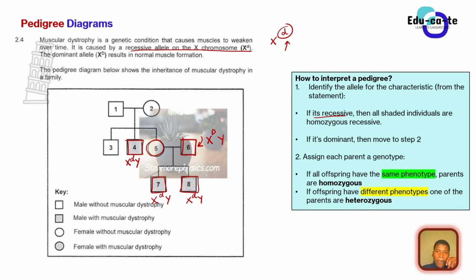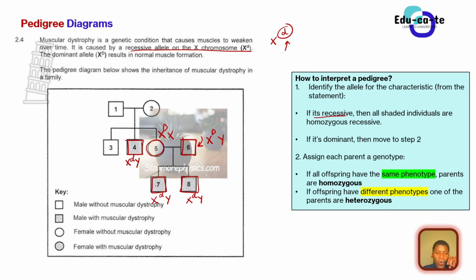I repeat again, for sex-linked inheritance, always write XY if it's a male, XX if it's a female. Okay, it's fine. Individual 5 is also not shaded. It means that she doesn't have the condition, and she's a female, of course. This is X and this is X, XX. She's a normal female, so she must have the dominant allele, capital letter D.